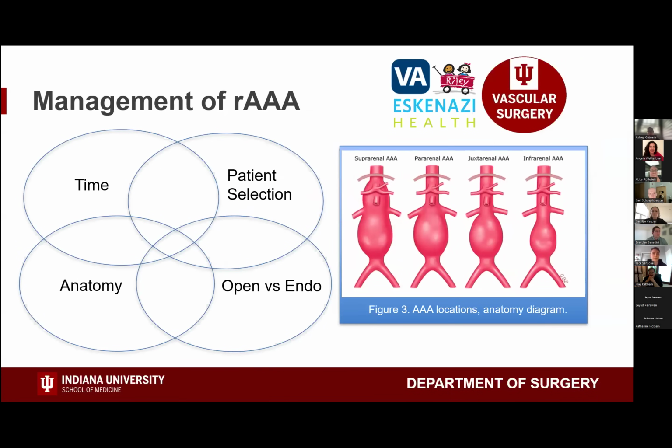So now jumping to management of ruptured AAAs. On this slide, I have 4 concepts that I use to conceptualize management of ruptured AAAs. And I have them overlapping because, like a lot of things in medicine, decision-making isn't always black and white. There's a lot of gray areas. And so I'll just go into it.